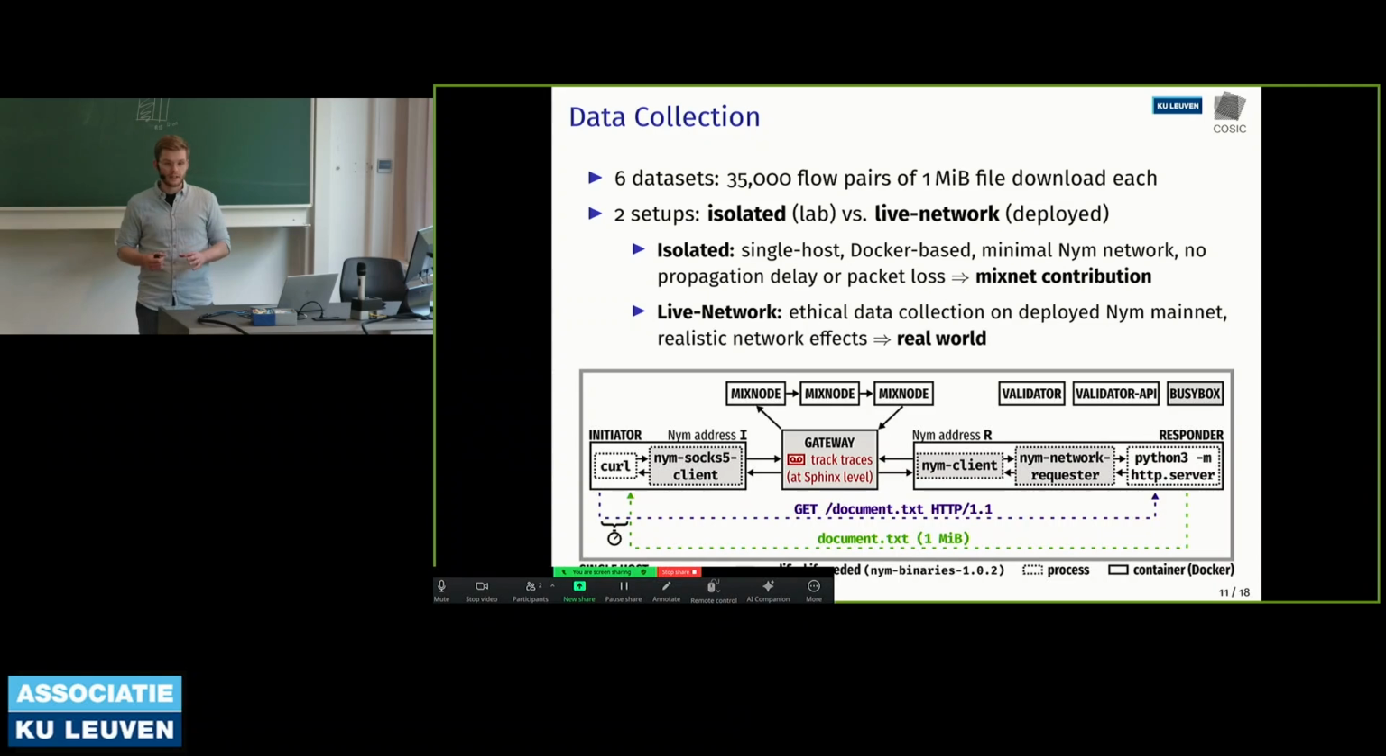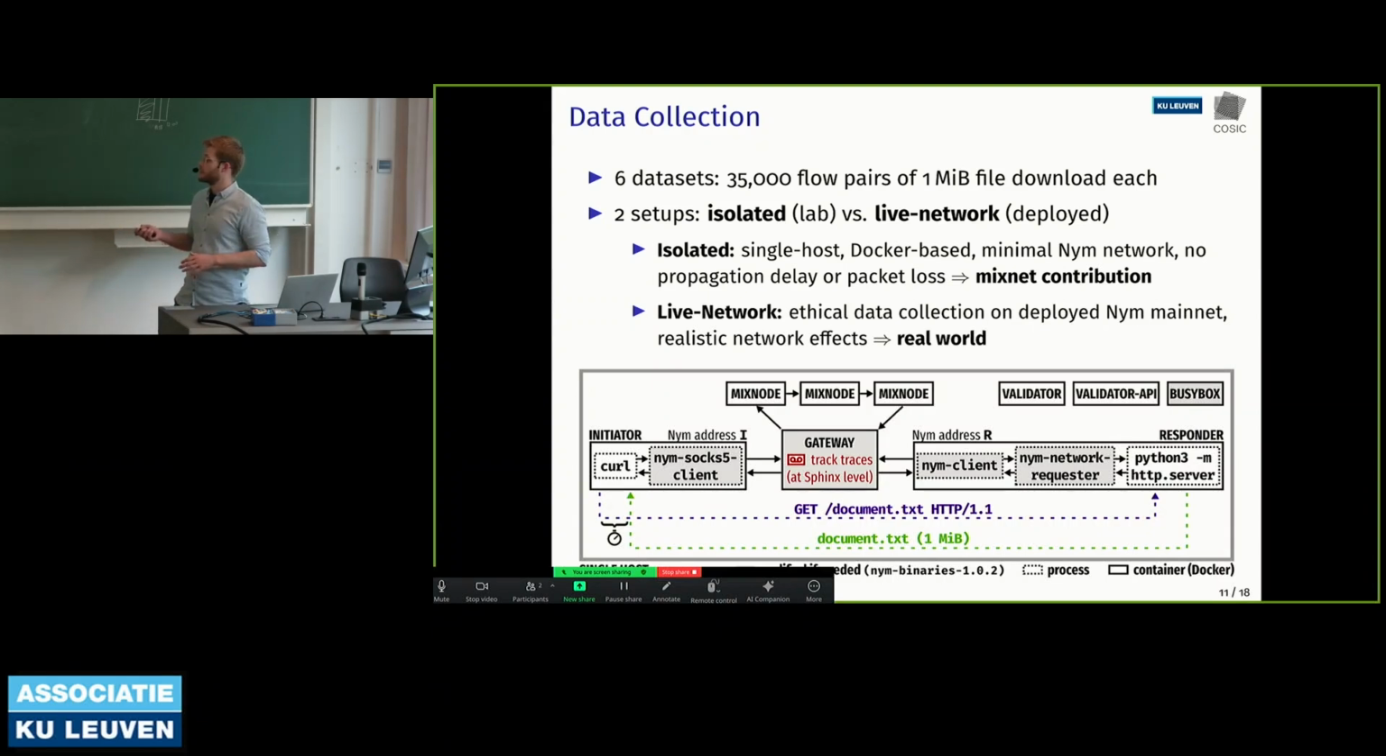The idea of this isolated setup is that we want to see, at its core, what does the Mixnet contribute to anonymity, right? So if you leave out any kind of additional impacts and effects that the network will add on top, because of course delay has an impact, because packet loss has an impact. If you take this all away and you focus on the Mixnet, what does it contribute to this? So that's why this is the first setup.